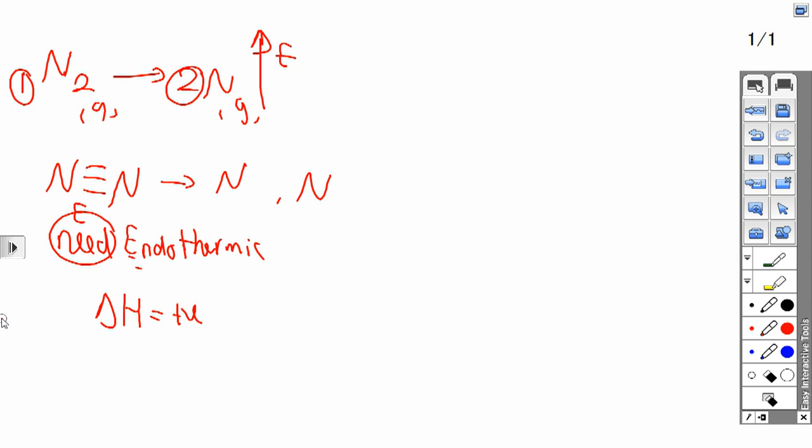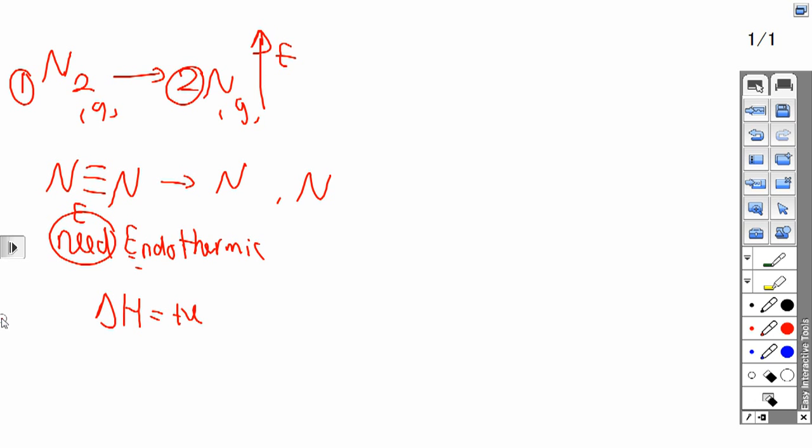Again, bonded atom, non-bonded atom. The atom forms a bond to be stable. In general, atoms form bonds to be stable. So the bonded atoms are more stable than the non-bonded atoms. Stable means they have low energy. Non-bonded they have high energy. So this one has low energy and this one has high energy. Low energy reactant, high energy product. Is this endothermic or exothermic? Endothermic. So delta H is positive.